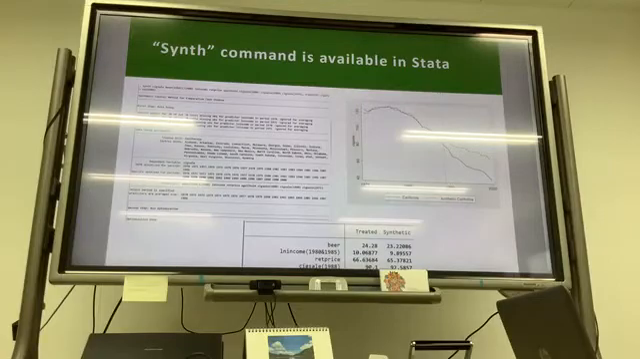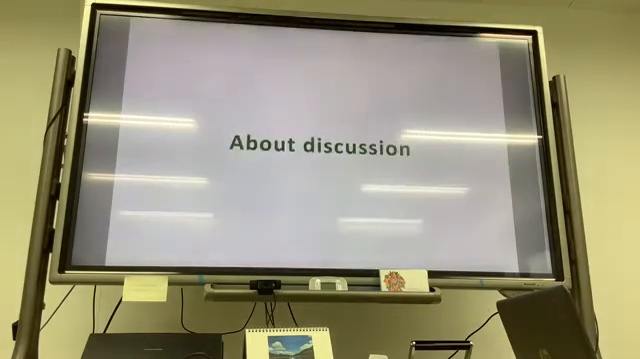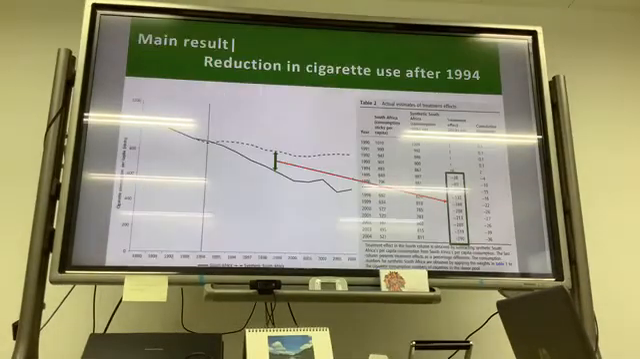Any comments? Main result. This dotted line, does it mean the counterfactual situation if without the policy, so South Africa? Exactly.